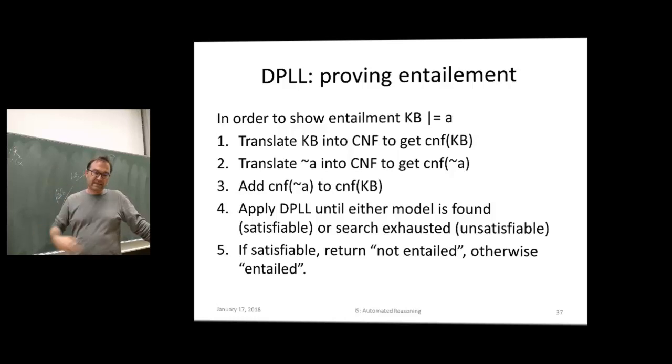And the procedure around the algorithm is: in order to show entailment of R with respect to the knowledge base, you translate the knowledge base into clause normal form. Then you translate the negation of the formula into clause normal form. You add the two together. Then you apply Davis-Putnam until you find a model, and then you know it's satisfiable, or you search exhaustively and find that it's unsatisfiable. If it's satisfiable, you return that R is not entailed, and otherwise you return that R is entailed. That's the basic procedure of using this logical reasoning for entailment.